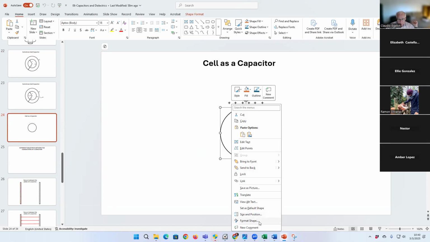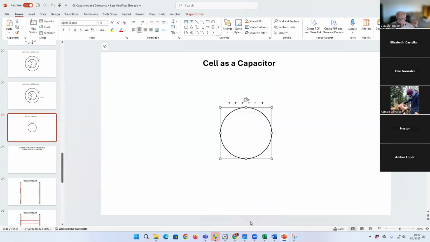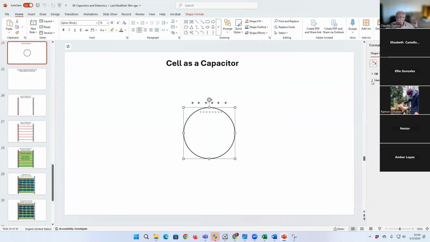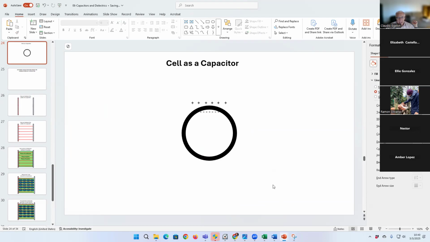So let's see if this one works. Line. Nope, not this one. Yeah, okay. See that? I'm making the membrane thicker and thicker.